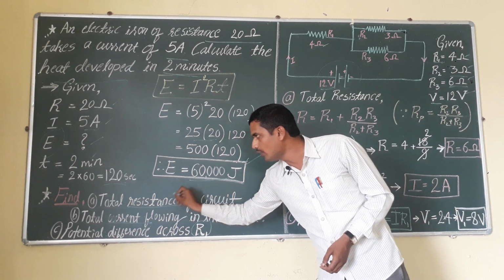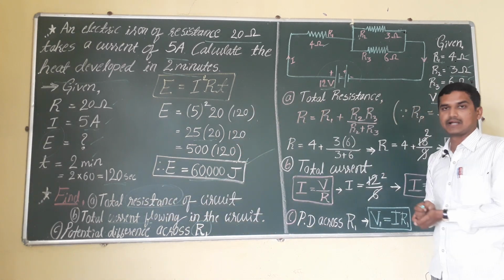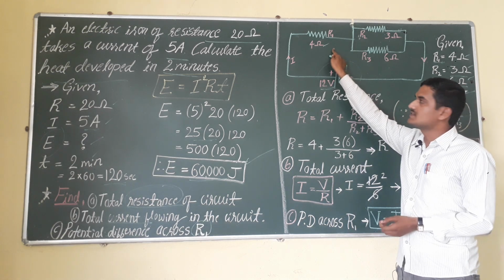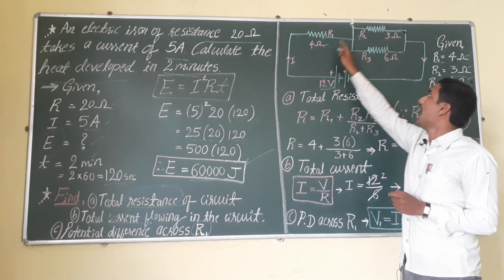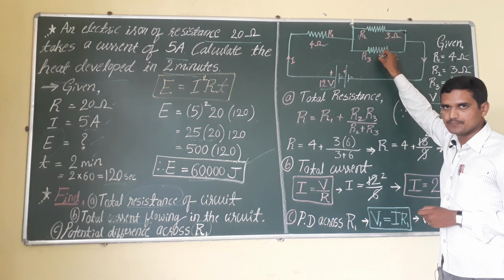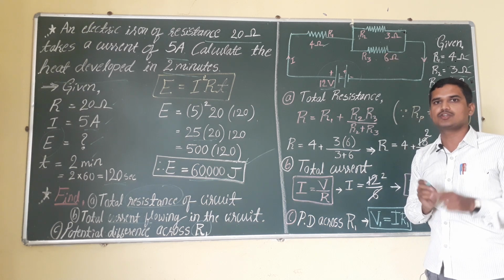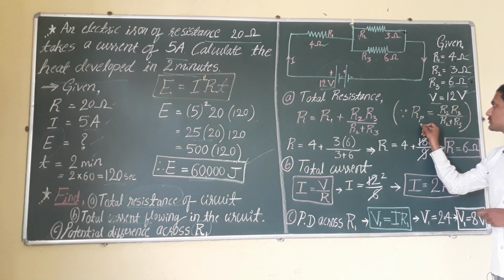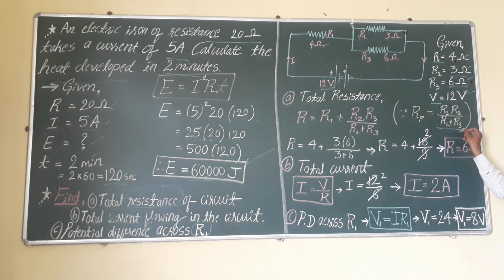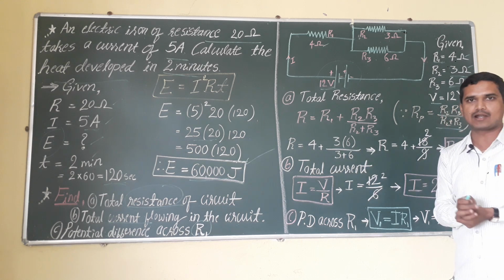First thing is, you have to calculate total resistance developed in the circuit. Observe the diagram properly. First resistance is in series combination, and second resistor and third resistor are both connected in parallel combination. We know already, if the circuit is in parallel combination, you have to use the formula Rp is equal to R2 R3 divided by R2 plus R3. This is the standard formula to calculate the total resistance in parallel combination, or you can also use 1 by Rp is equal to 1 by R1 plus 1 by R2, that is also right.